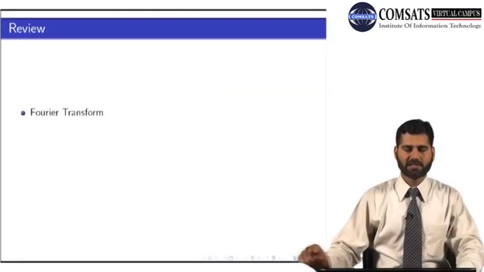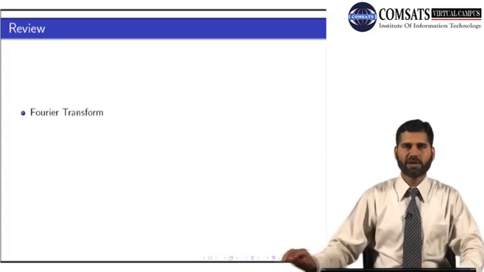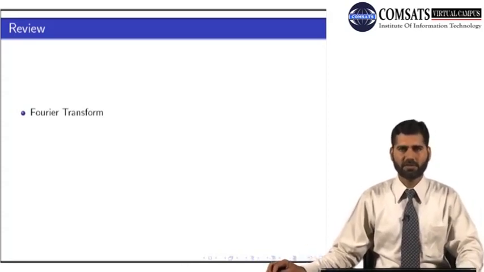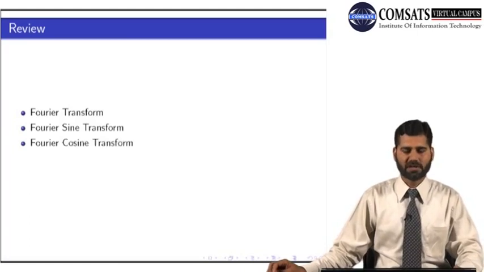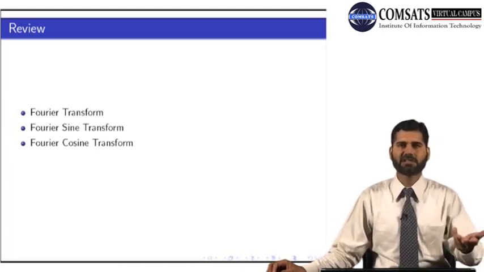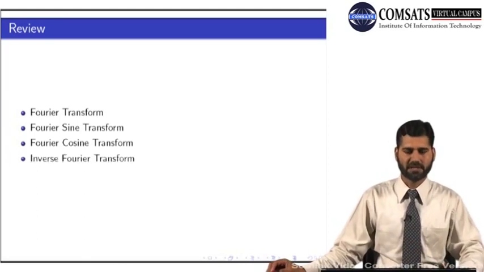So review of the last lecture, we studied Fourier transform. We defined Fourier transform and its inverse, and then we found out some Fourier transforms of some elementary functions. Then we went on to study Fourier sine and cosine transforms. Those were very similar to the Fourier transform, only the exponential term getting replaced by sine and cosine terms.